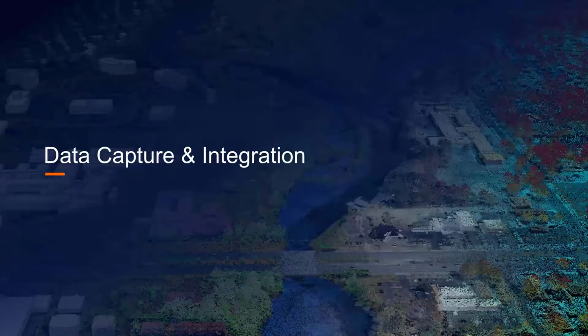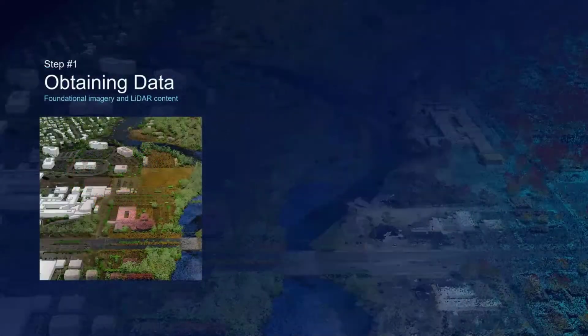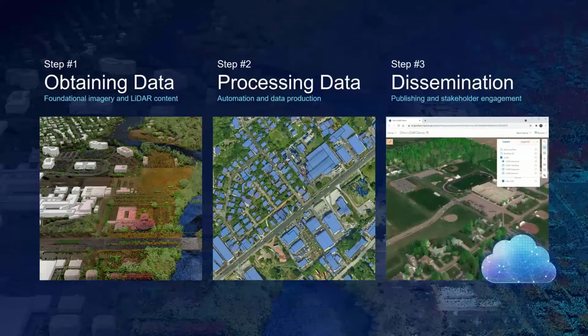It's important to understand the 3D production process from data capture to integration. No matter what data format you plan to work with, ArcGIS integrates all types of data, from 3D point clouds and 3D mesh to satellite to ortho imagery and even oriented imagery. You can take advantage of your imagery and remote sensing data to develop this 3D base map foundation of your digital twin. So let's go through the three main challenges to creating a 3D base map and the solutions to ensure your success: obtaining data, processing data, and disseminating your foundational 3D base map data.